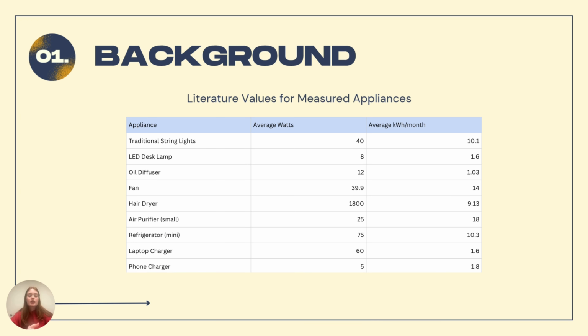And lastly, for background, is some literature values for my measured appliances. Again, string lights and refrigerator, as expected, pretty high consumers of energy, but the hairdryer was also up there, which was pretty interesting for me to see.